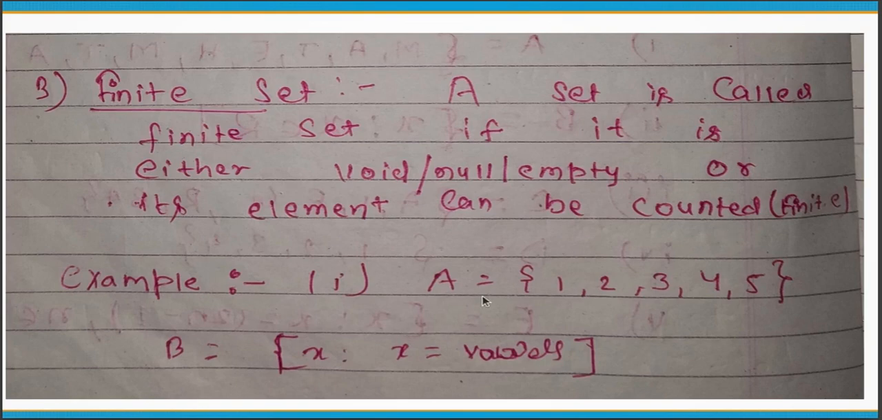For example, A is a set with 5 elements: 1, 2, 3, 4, 5. Similarly, the second example is x such that x is a vowel. You know that vowels are a finite number of elements.